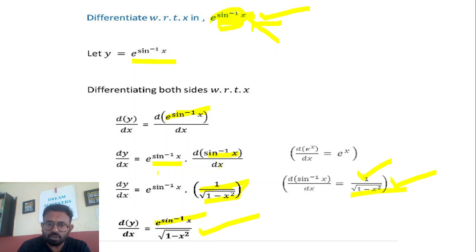Okay, but you should show all the things, 2 to 3 lines should be written, because it will be asked for 2 marks or 3 marks. So that's why you need to write it. But you should be knowing it directly, helpful for KCET and JEE. e power sin inverse x is nothing but e power sin inverse x, and differentiation of sin inverse x is nothing but 1 by root of 1 minus x square.